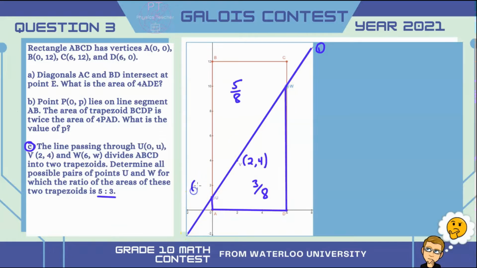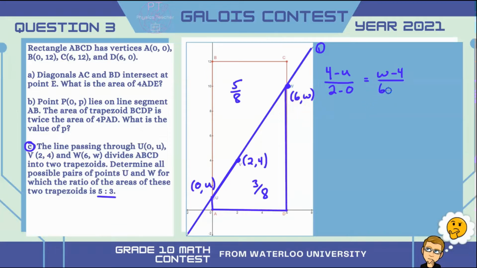Now we can also find the slope of this line that separates those two trapezoids. So u has the coordinates (0, u). So that's going to be the difference in our y coordinates, which is 4 minus u, divided by the difference in our x coordinates, which is 2 minus 0. Now I can also take the point w, which is (6, w), and find the slope by using the points v and w. Now the slope will be the same because all these points are on the same line. So if I do that, we use our y coordinates, so w minus 4, and the difference between our x coordinates, 6 minus 2.